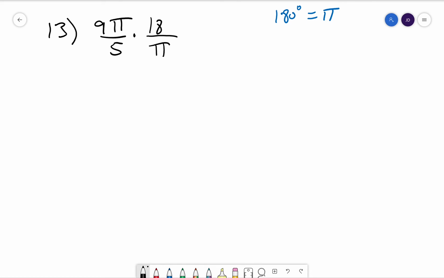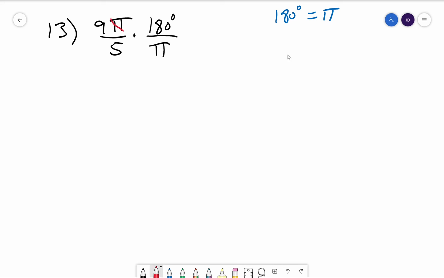All right. At 13, we have 9 pi over 5. All right, so now we want to convert this from radian measure to degrees. Well, once again, let's not forget what we said. We know that 180 degrees is the same thing as pi. So to convert this, I'm just going to multiply by 1. All right, but now since pi is up here in the numerator, I'm going to put pi down here. Up here, I'm going to put 180 degrees.